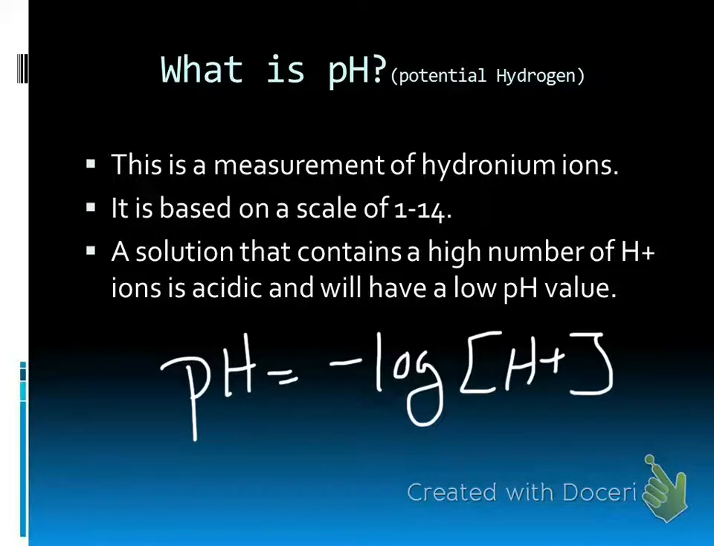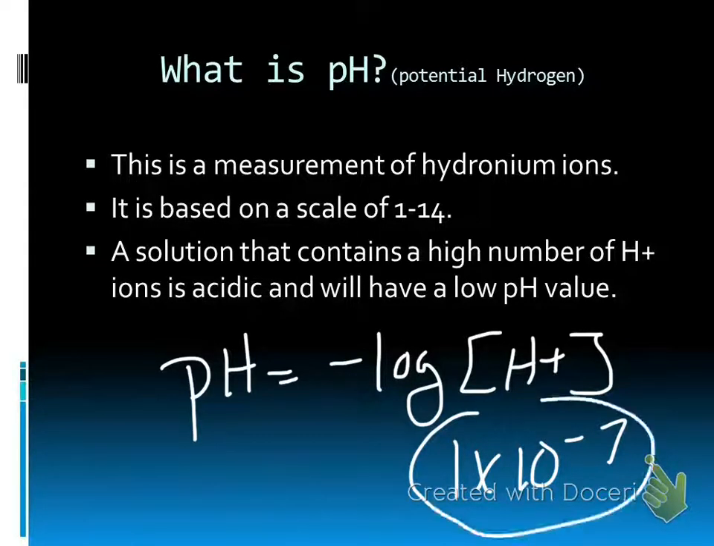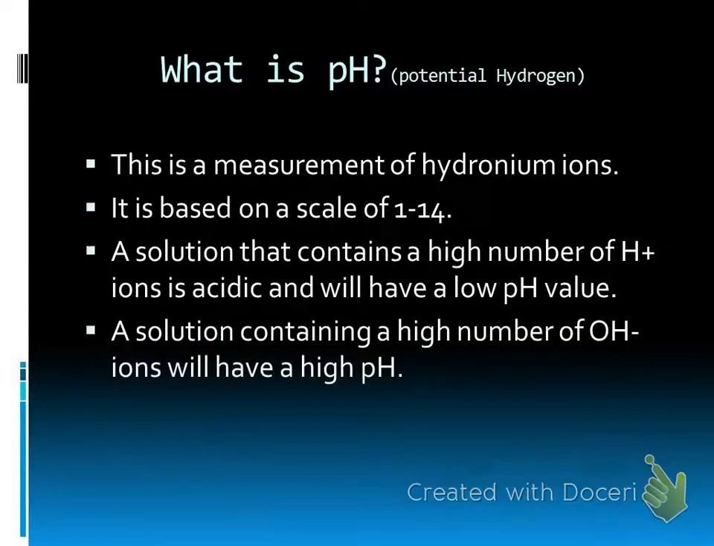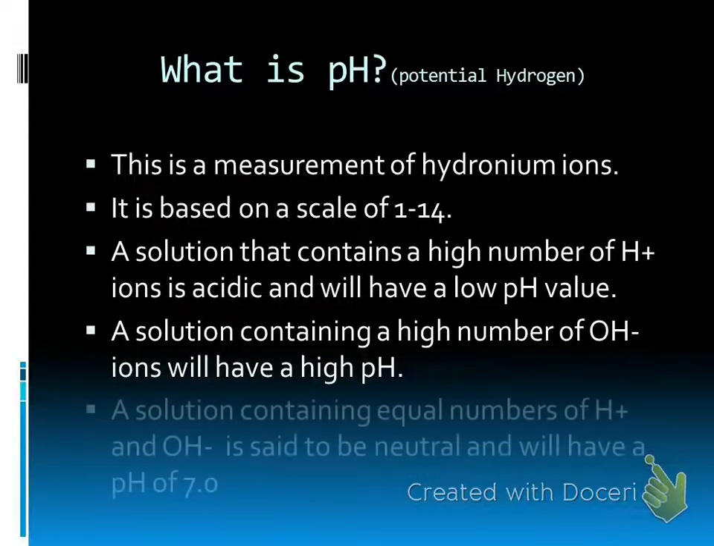So if we looked at something that had a concentration of hydrogen ions of 1 times 10 to the negative 7th, if we take the negative log of this value, our answer is going to be 7. So what you could do is pay attention to the exponent, bring it down, get rid of the sign, and that's going to tell you what your pH value is. If you've got a lot of hydroxide ions in solution, then you're going to have a high pH, because your value of hydrogen ions is very, very low.